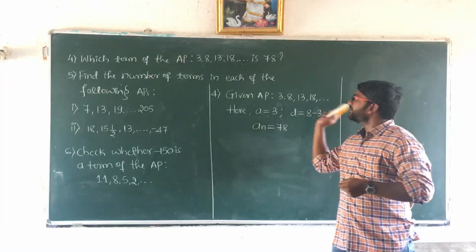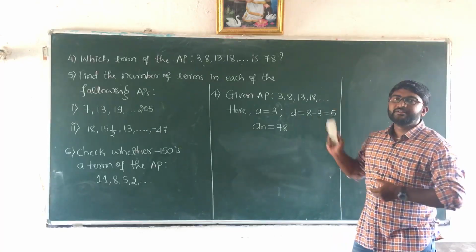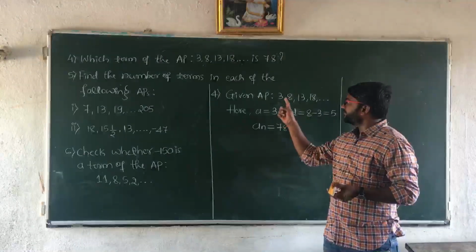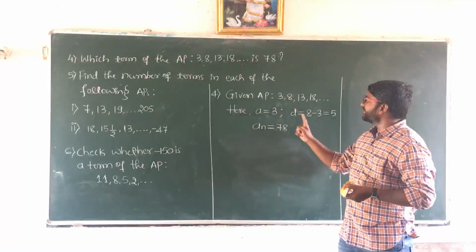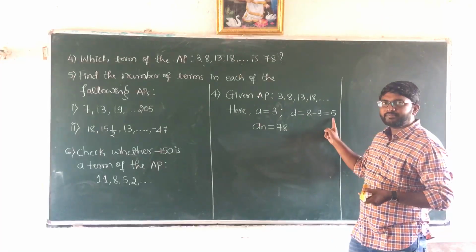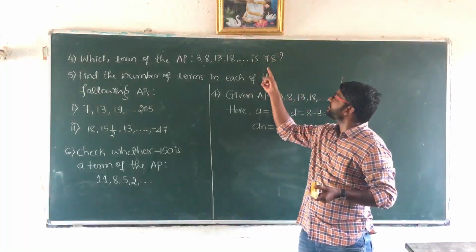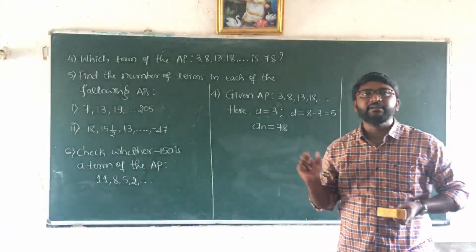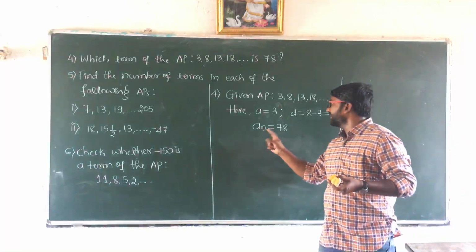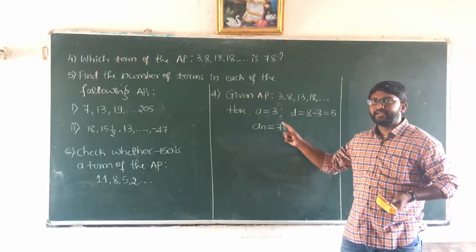So I have written the given arithmetic progression. For this particular AP, the first term is 3 and the common difference is A2 minus A1, that is 8 minus 3, which is equal to 5. And we have to consider this term as the nth term or the general term of the particular AP. That is why I have written AN, which is equal to 78.